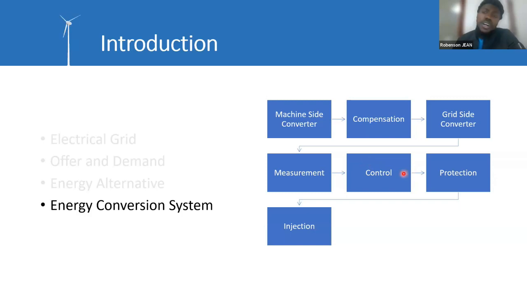Then we have to design the protection for the energy conversion system. When I'm talking about protection, I'm talking about a system that will help us to deal with things like voltage sag, voltage swell, and harmonics. Therefore, that's an important part of an energy conversion system. Then we have the injection. The injection is where we are delivering the power at the point of common coupling, or delivering the power to the grid.